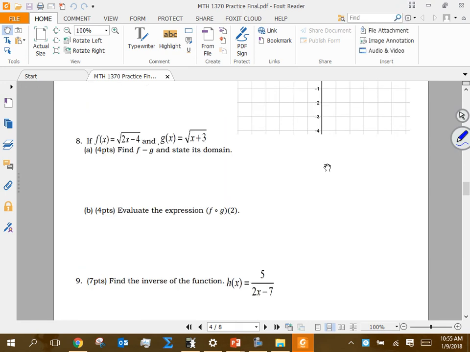The next question says, state the domains. Remember the domain of combining functions. The domain of any combined function is the intersection of f's domain with g's domain. Okay, so maybe I write it: domain of f intersect the domain of g. So the domain of f, remember, we just have to take square roots of positive numbers or 0. So I take 2x minus 4 is greater than or equal to 0. I get 2x is greater than or equal to 4. So x has got to be greater than or equal to 2. So that's the domain of f: x greater than or equal to 2.